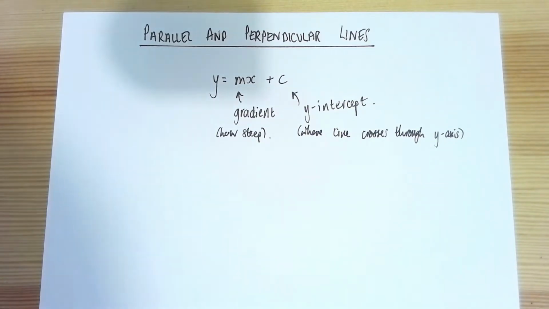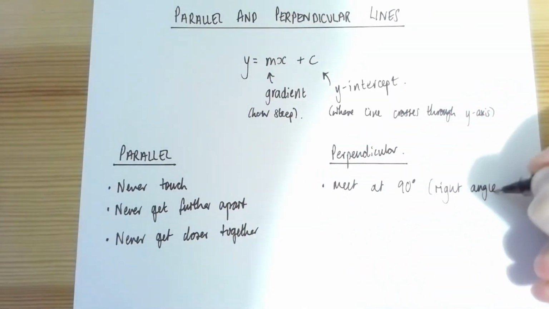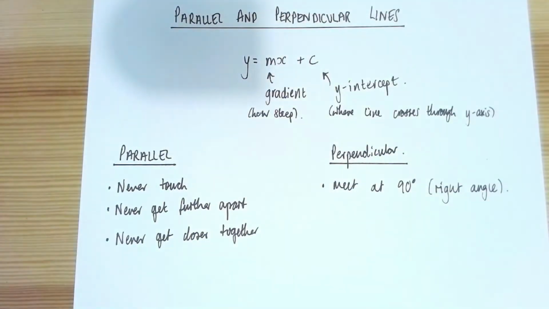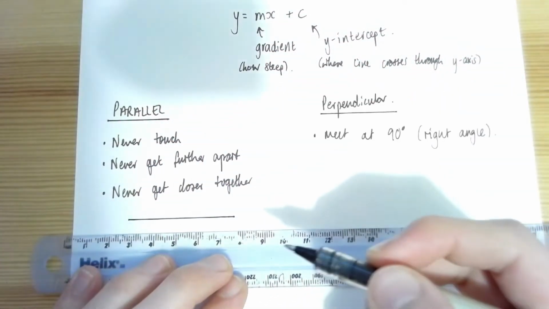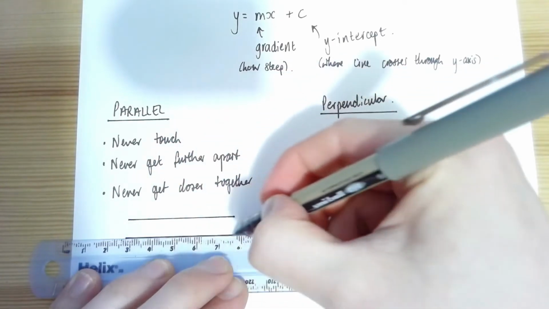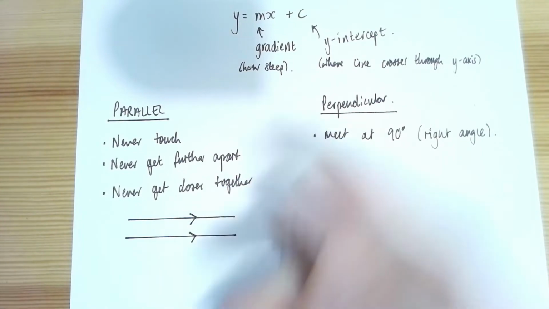Parallel lines and perpendicular lines are two separate things. Parallel lines will never get closer to each other, get further away from each other, or touch each other. And perpendicular lines are lines that meet at 90 degrees. So if I was to draw some examples, two parallel lines would look like this. And parallel lines are indicated with two arrows.